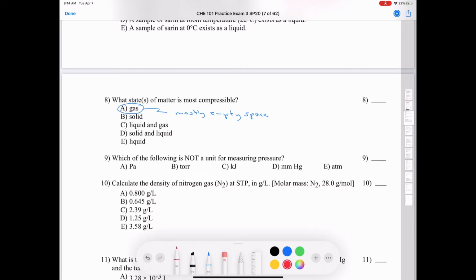Number 9, which of the following is not a unit for measuring pressure? Pascals is a unit for measuring pressure. So is torr. You might remember Evangelista Torricelli, who did the famous mercury experiment. So millimeters of mercury, that's also a unit of pressure, and so are atmospheres. The only one on here that is not a unit of pressure is kilojoules. Kilojoules are units of energy.